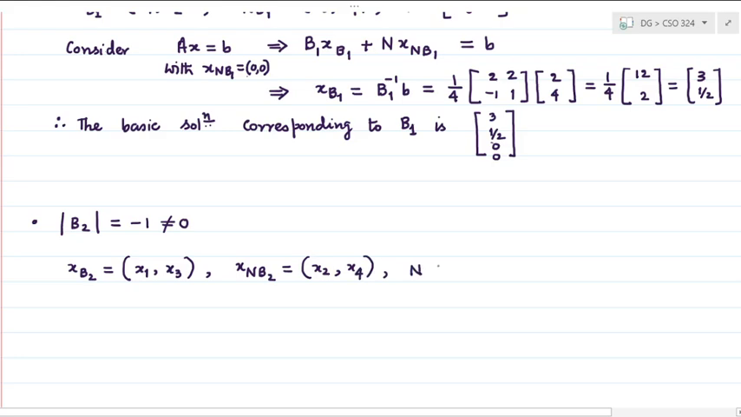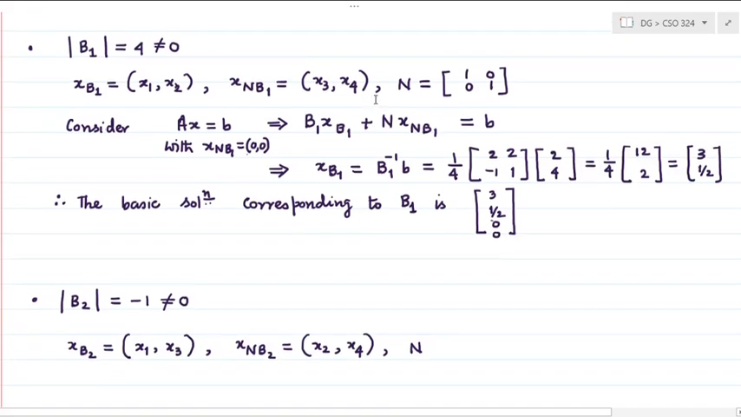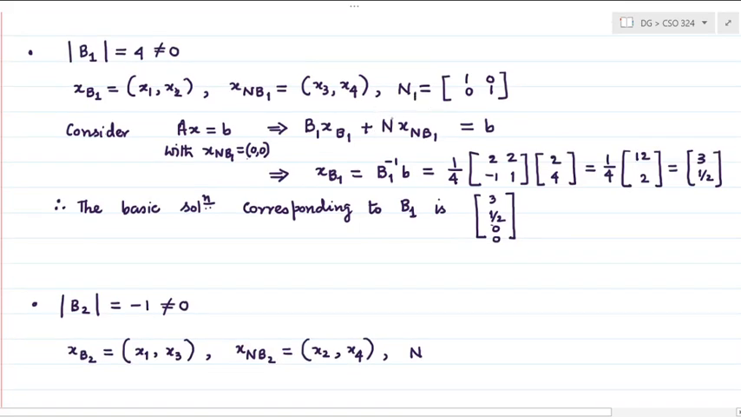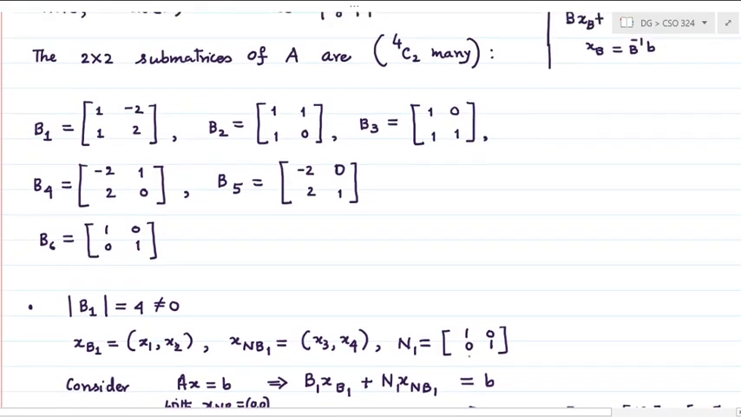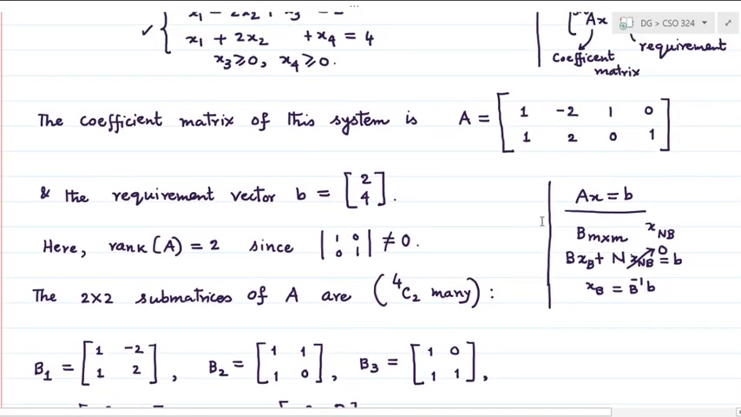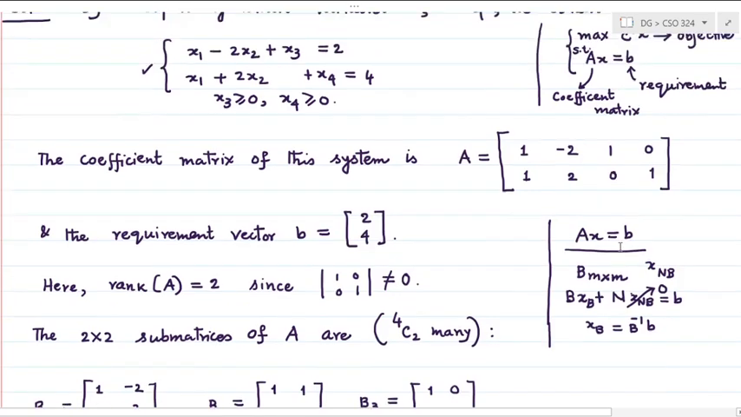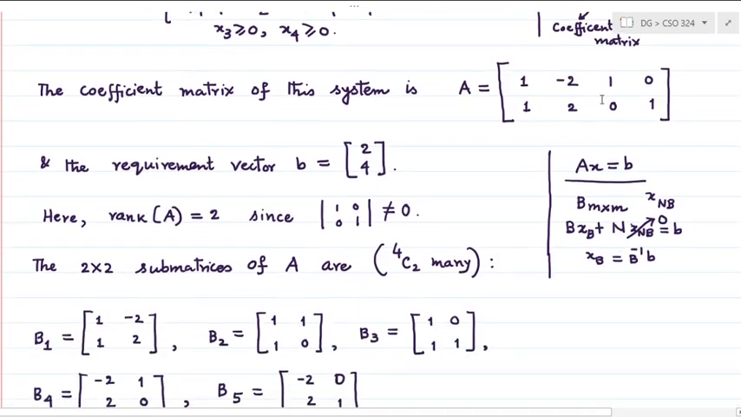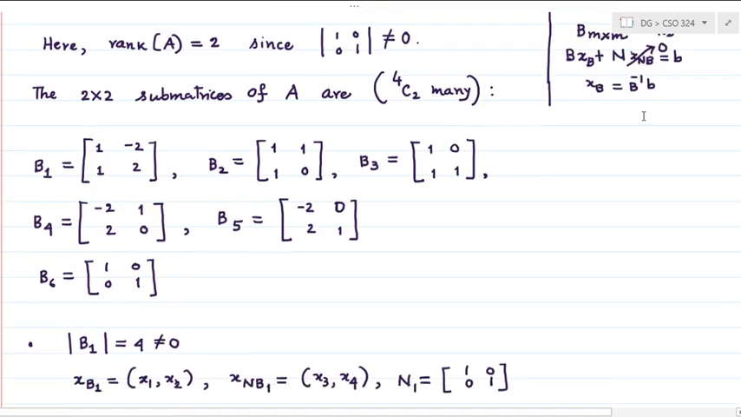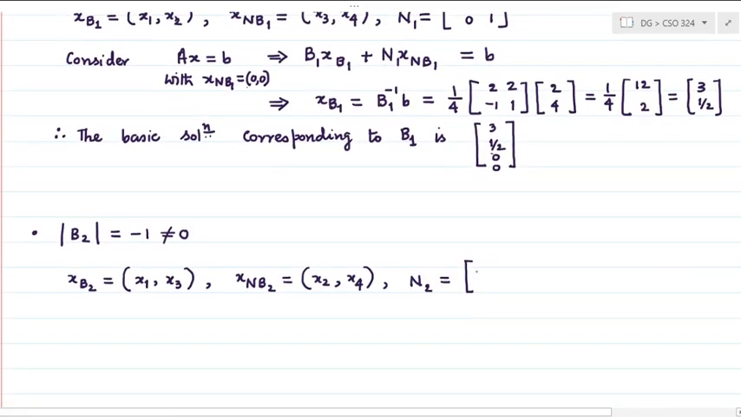And the matrix N, let us name here by, if I am writing B1, then I am writing here N1. And N2, let me write here. N2 is the column vectors which are not in B2. Not in B2 are A2 and A4. So 1 1 0 1. No, you have first and third, therefore second and fourth. Minus 2 0 1. Minus 2 0 1. Okay.